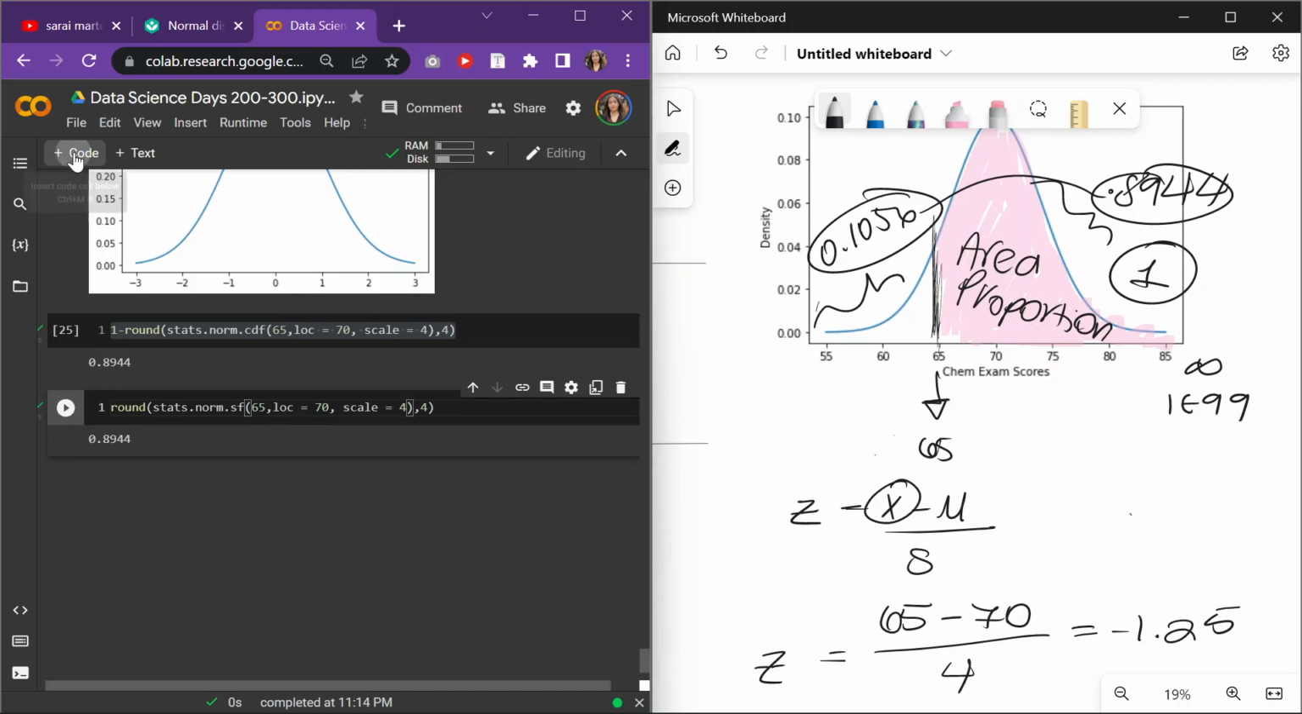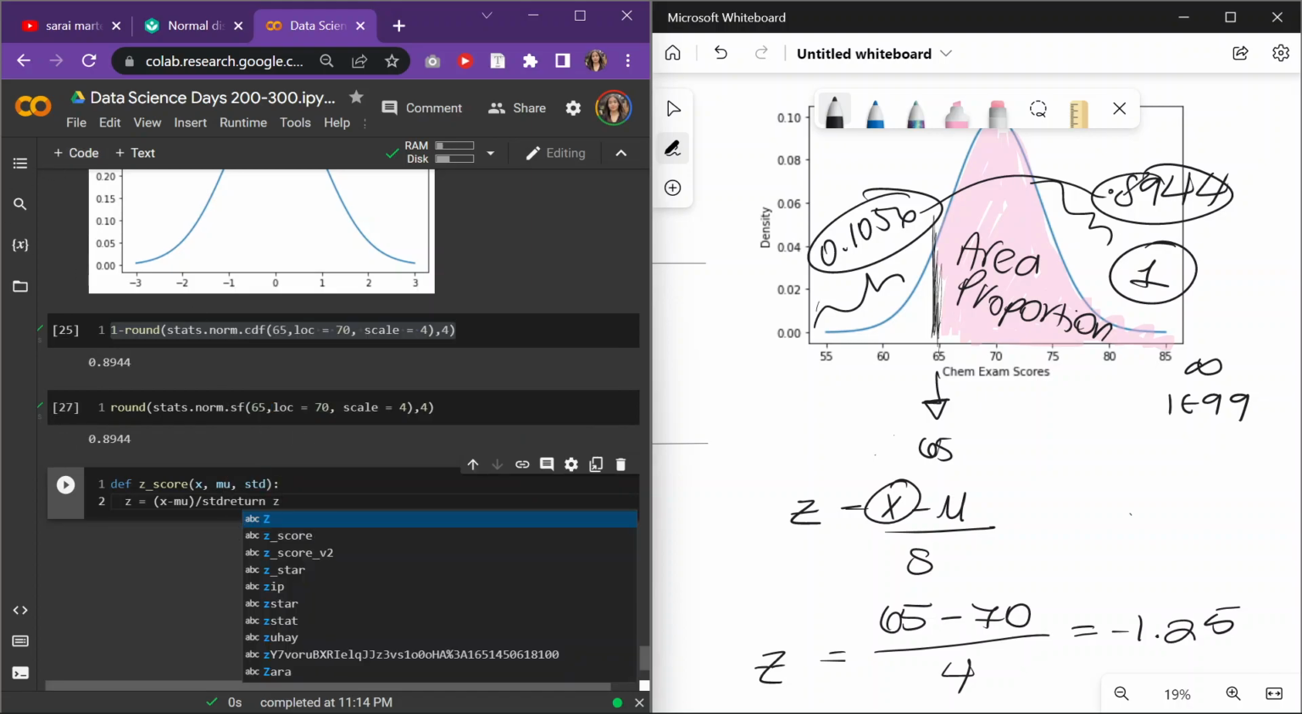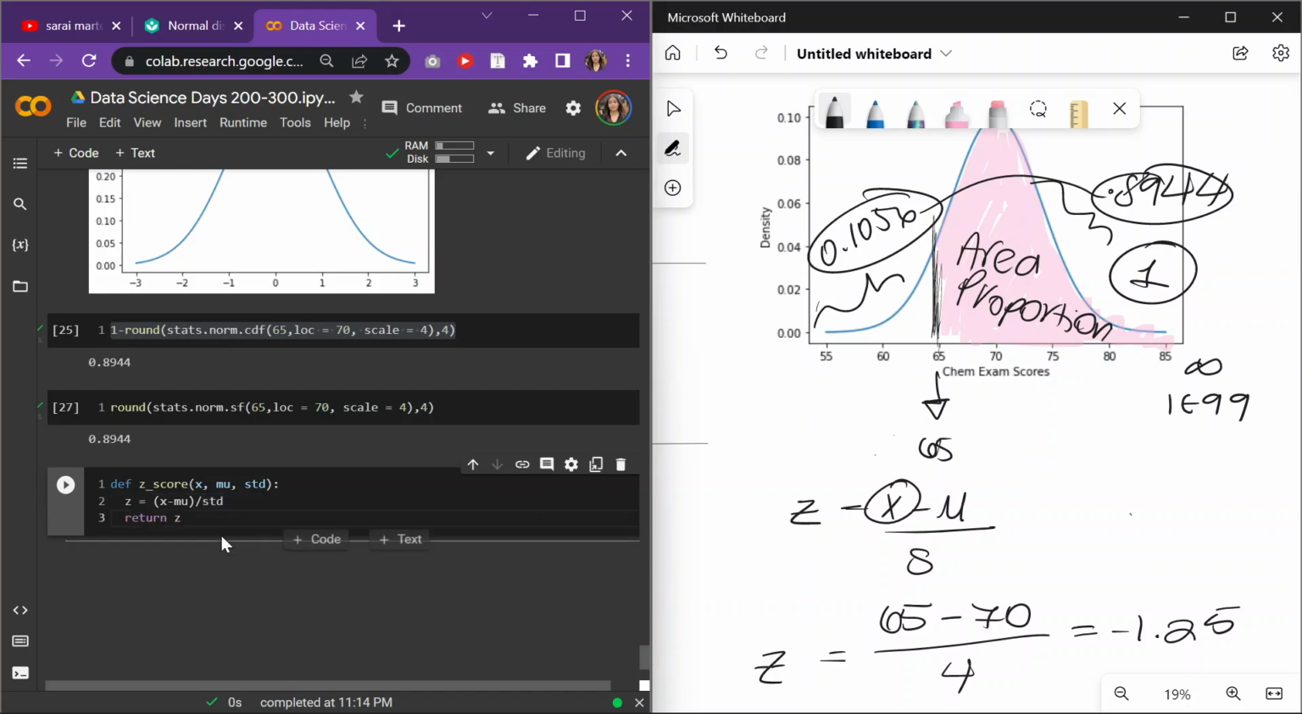Okay, so again, let's do def z-score, which takes in my x, my mu, my standard deviation, and then what are we doing? Okay, z, which is my z-score, is equal to x minus mu. Mu is mean, by the way, and STD stands for standard deviation, and then we're just going to return z.